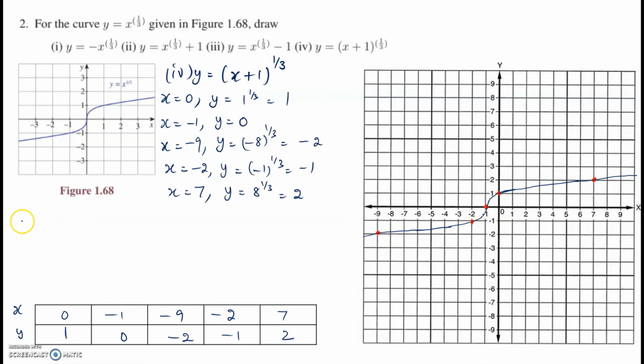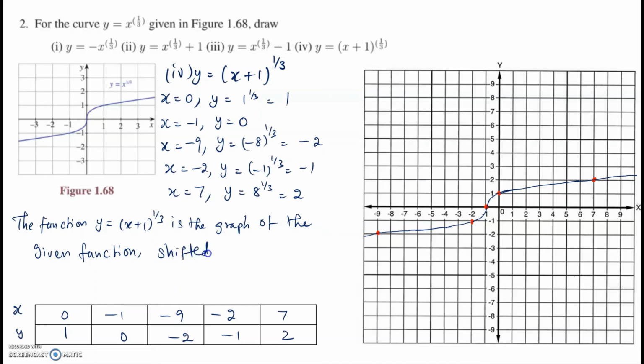So you can say that the function y is equal to x plus 1 to the power 1 by 3 is the graph of the given function shifted 1 unit to the left. So that's the conclusion.